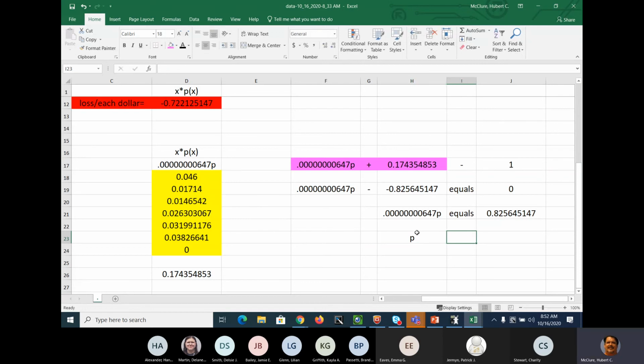oh my Lord, Control C, Control V, is equal to this number divided by this number. And it's not going to let me do it. 0.1234 5678 647. So that equals 128 million.